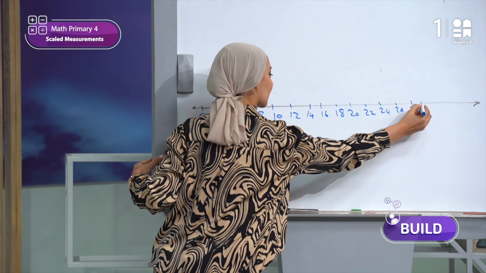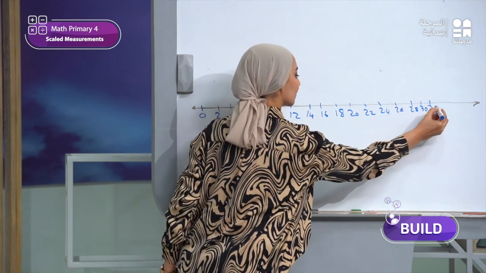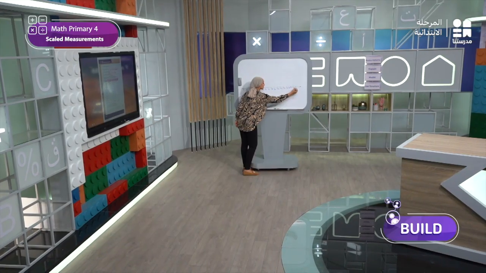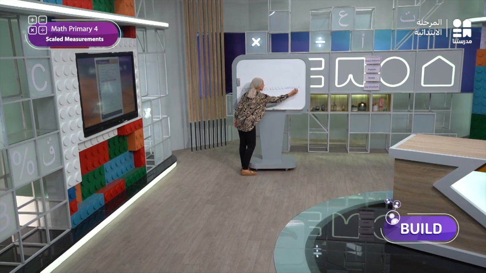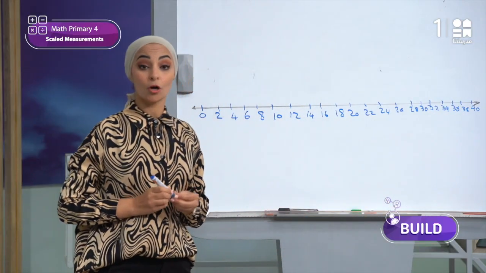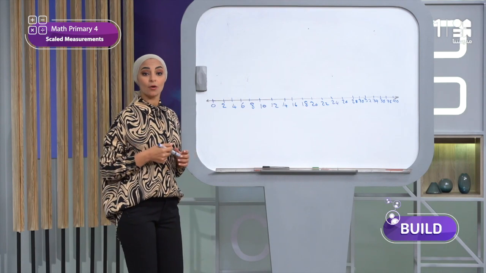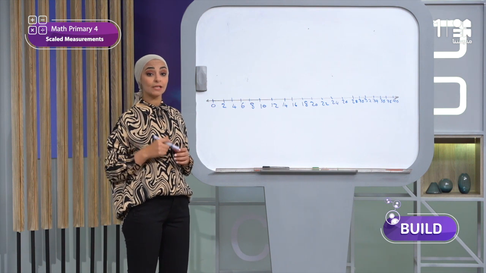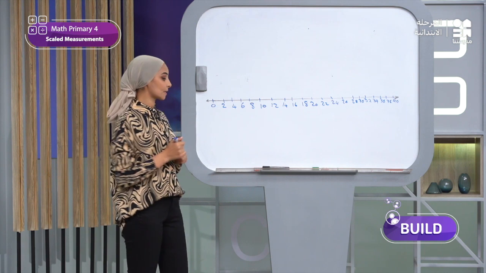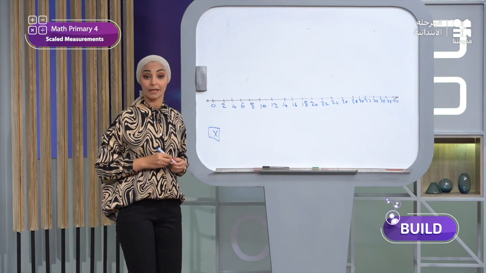28, 30. Until when will I keep going? Until I reach 40. 32, 34, 36, 38 and 40. Okay, I stopped at 40. Why? Because this is the biggest number. Now, my key, the symbol x, will represent what? Yes, it will represent only one type of ant. Each x represents only one type of ant, and this is my key.